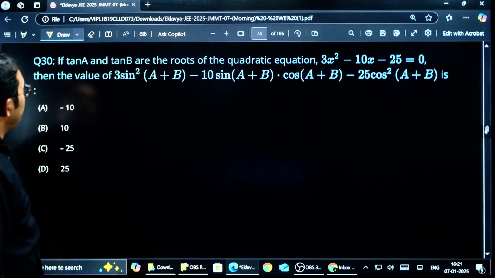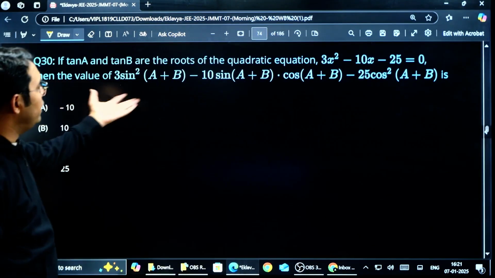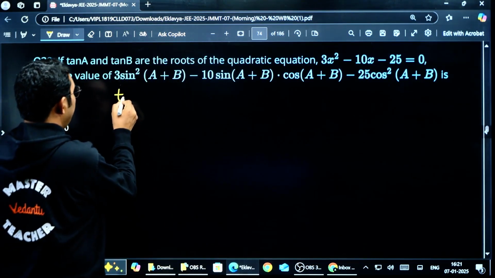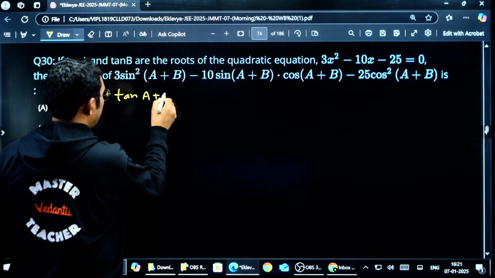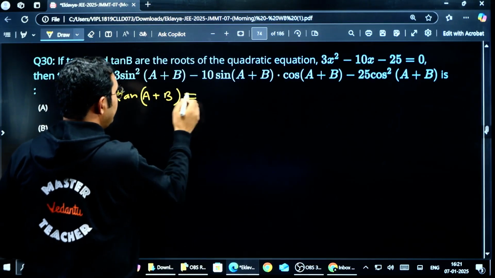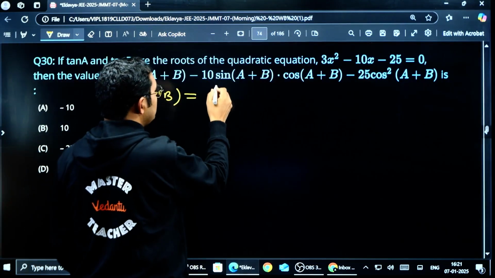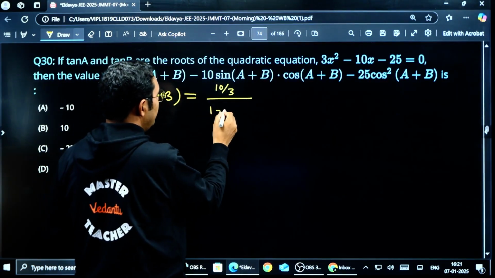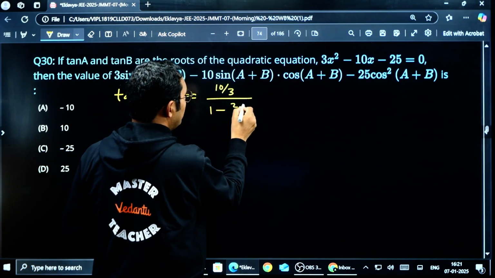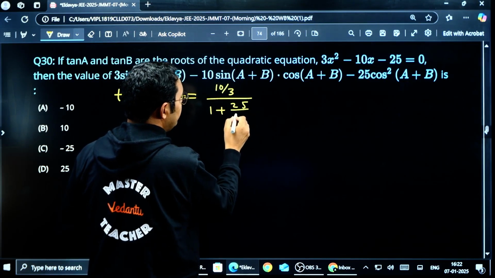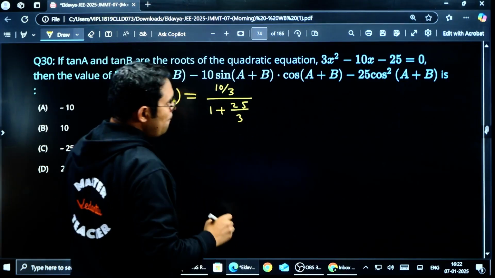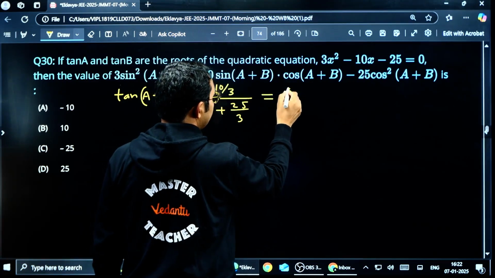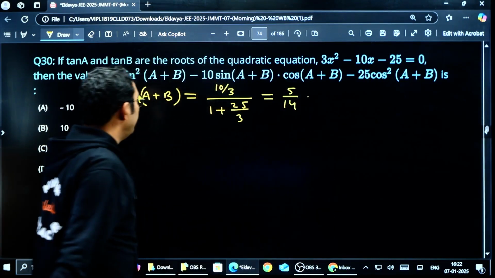Okay, now the question is: tan A and tan B are roots of this quadratic. We have to find the value of this. If tan A, tan B are roots of this, I think we can find tan(A+B) directly, because the tan(A+B) formula is (tan A + tan B) upon 1 minus tan A tan B. So sum of roots, that is 10/3, upon 1 minus the product of roots, that will be minus, so it will become plus 25/3. So 3 will get cancelled, so 10/28, that is 5/14. That is the value of tan(A+B).